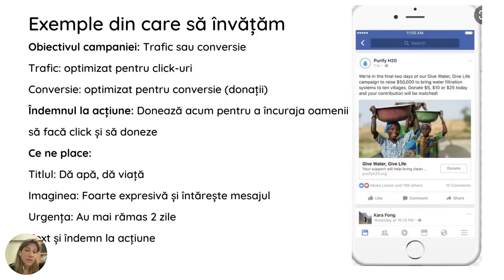This is it for covering the basics on how to launch an ad campaign from Ads Manager. Now let's look at some examples from organizations. This is an ad from Purify H2O. Their objective is to get more donations, which is, from what I can see from the ad, either set up with an objective for traffic or conversions.